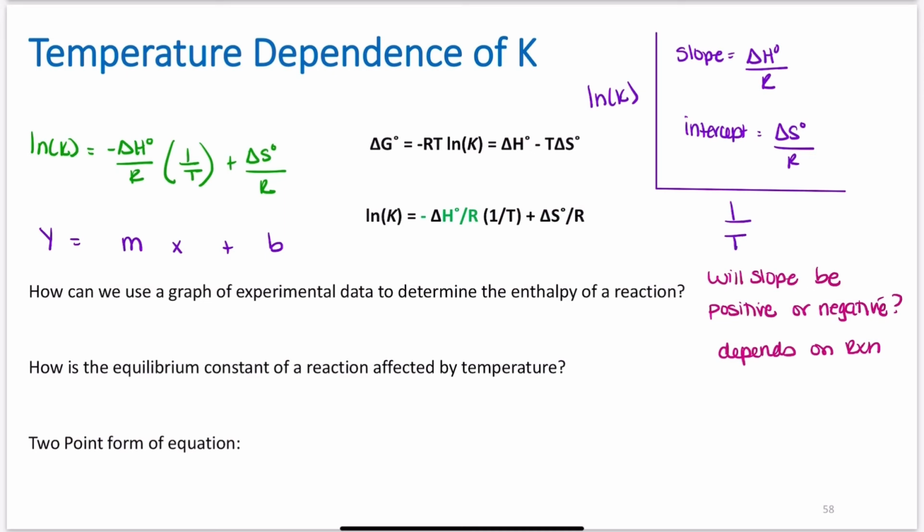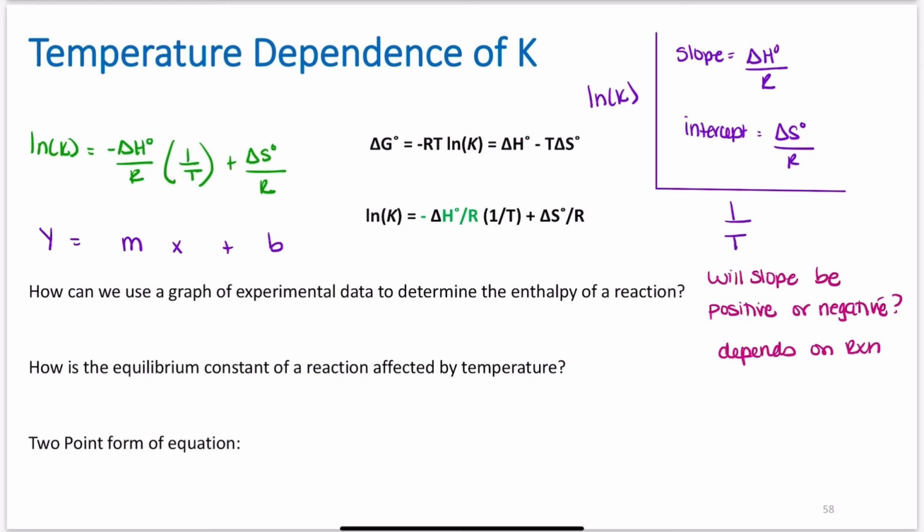Remember back to the equilibrium chapter, if we increase the temperature of the reaction, we treat the temperature as a reactant or a product. If it's an endothermic reaction, we treat temperature as a reactant. If it's an exothermic reaction, we treat temperature as a product. That will affect our Kc values.